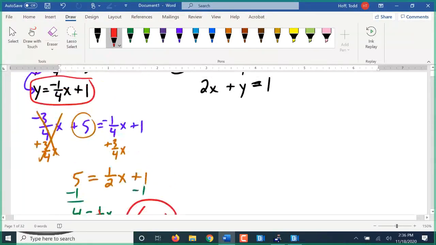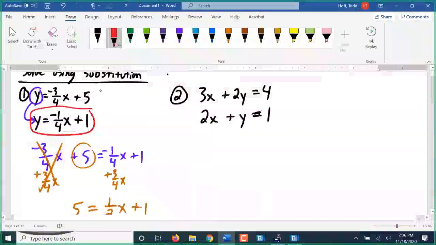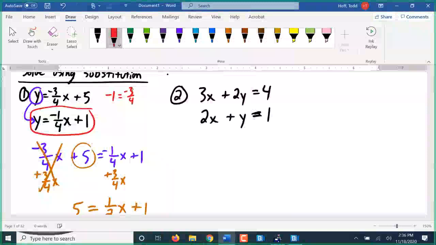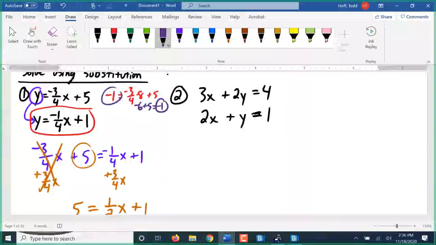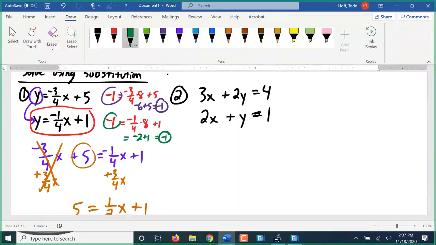Now, like we did yesterday, we could go back and put negative 1 in for y, 8 in for x, and verify that we get the same value on both sides. Negative 3/4 times 8 is negative 6. Negative 6 plus 5 is negative 1. We get negative 1 on both sides there. Put negative 1 in for y, 8 in for x. Negative 1/4 times 8 is negative 2, plus 1 is negative 1. So we get negative 1 on both sides again.